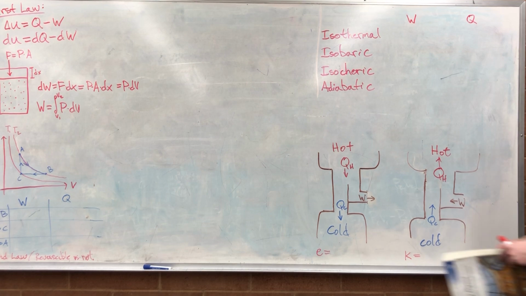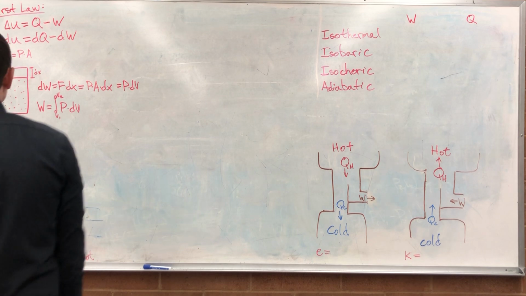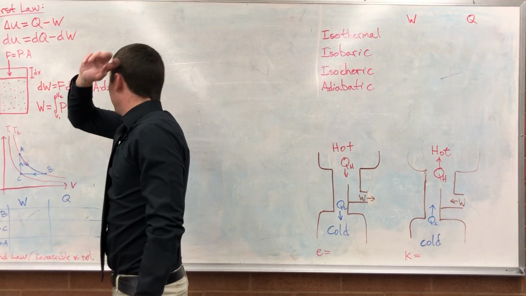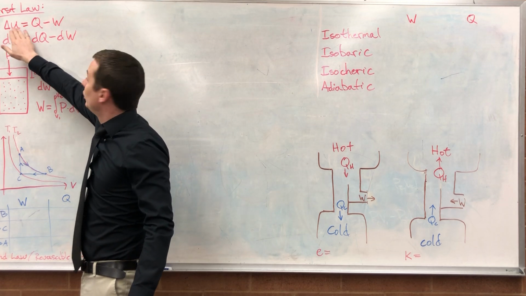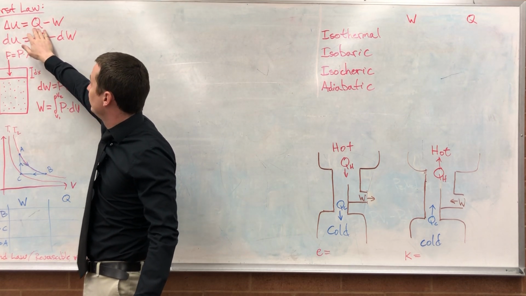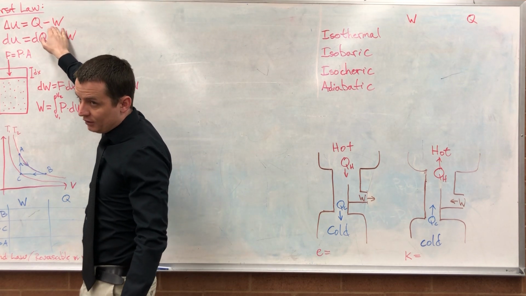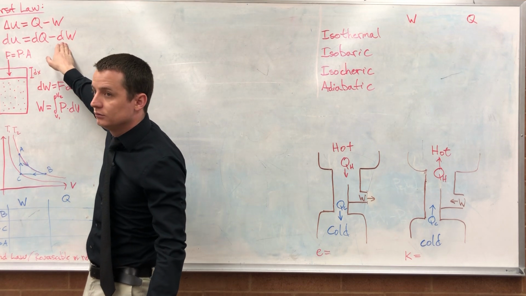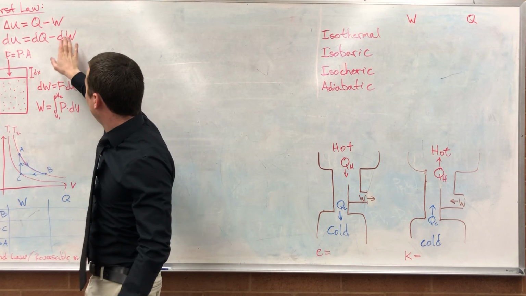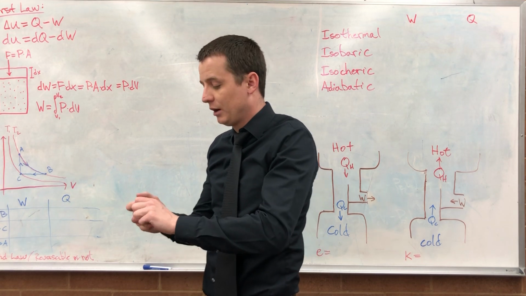So we'll start with a quick recap of the first law. The first law of thermodynamics said if you have a change in the internal energy in the system, it's going to be equal to the amount of heat added to the system minus the work done by the system. Represented as differentials, dU is equal to dQ minus dW. Right? Okay.